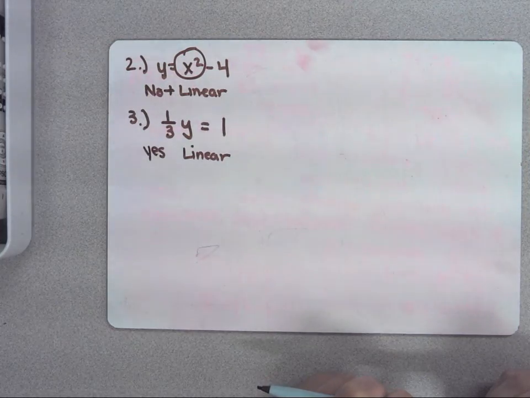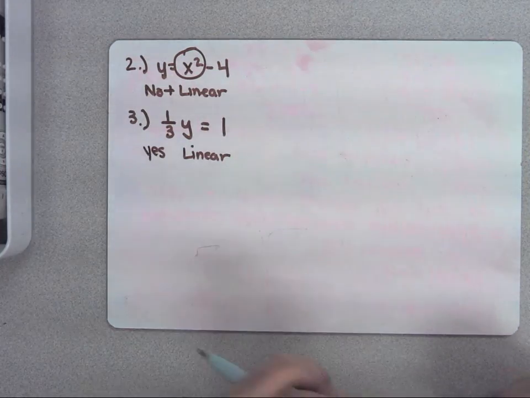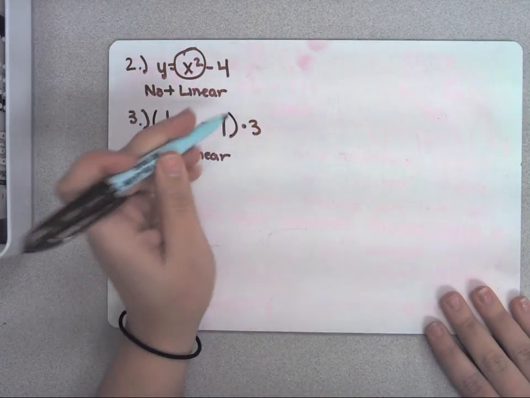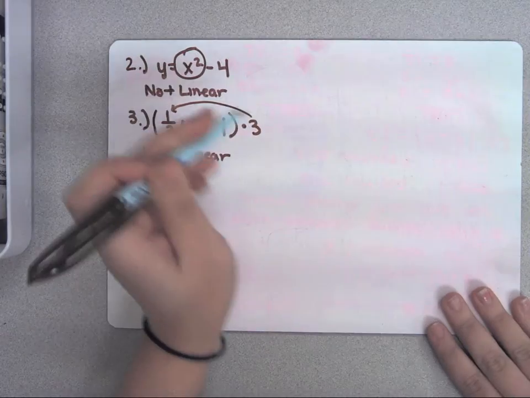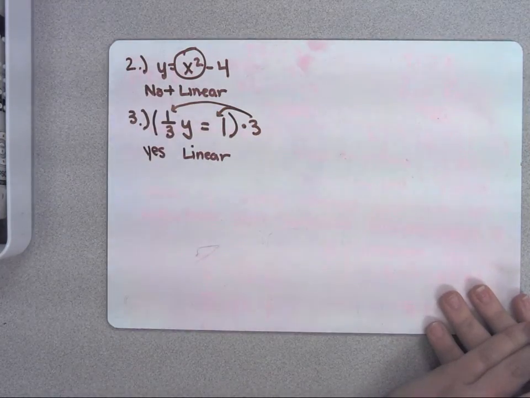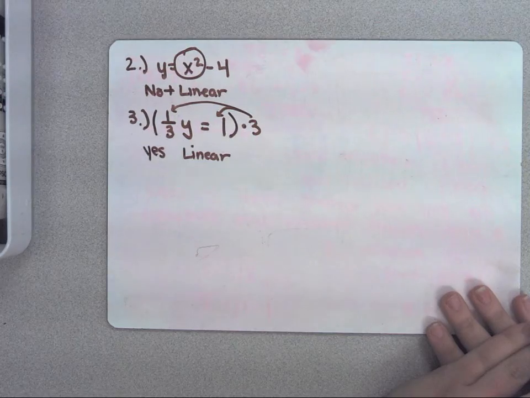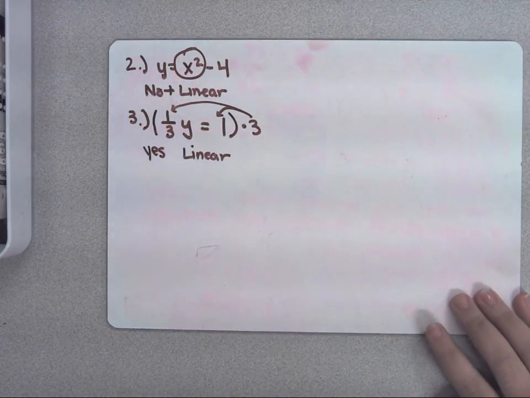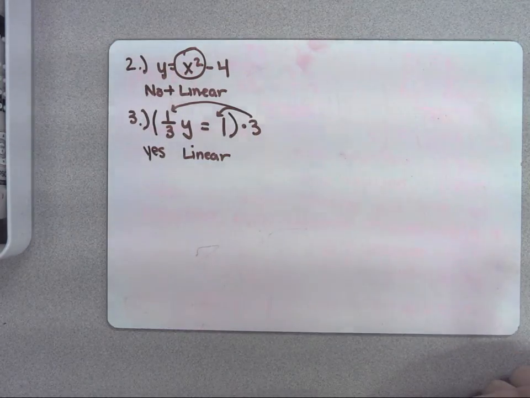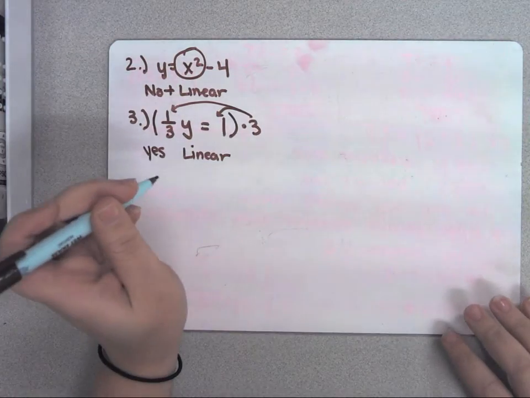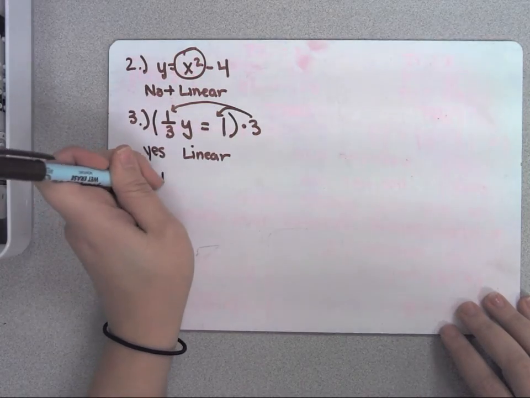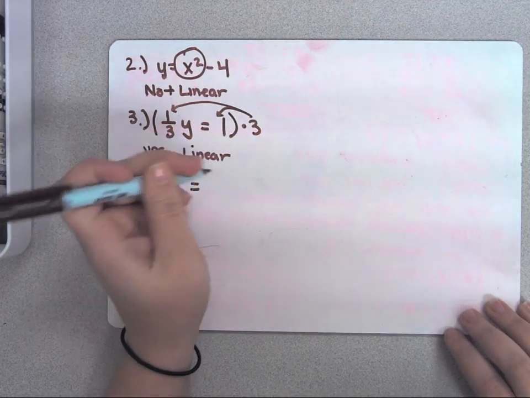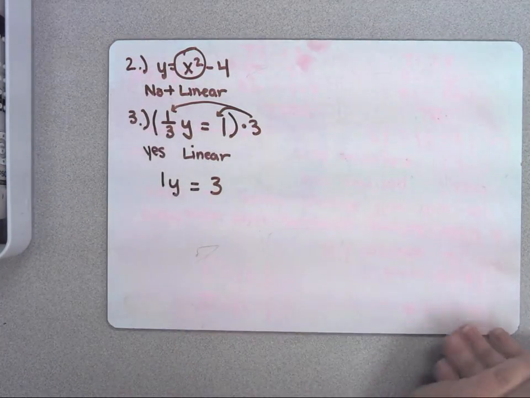Multiply by 3. Everything. The whole entire equation by 3. 1/3 times 3 and 1 times 3. Everything gets multiplied by 3, no matter what, because the 3 has to get rid of that 1/3, and then the 1 has to be multiplied too. So what's 1/3 times 3? 1. Or you can just put y, and then equals, what's 1 times 3? Okay, thank you.